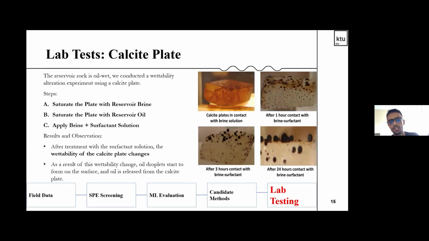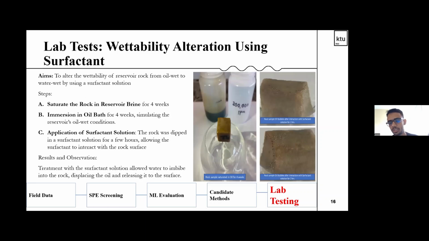Then we did a calcite plate test using surfactants, and we can see the oil drops moving out of the calcite plate. Then we did the same with our reservoir rocks. Here the treatment with surfactant solution allows water to imbibe into the rocks, displacing oil and releasing it to the surface. We can see in different time frames, after 1 hour and 2 hours, we get more oil from the same reservoir rocks.